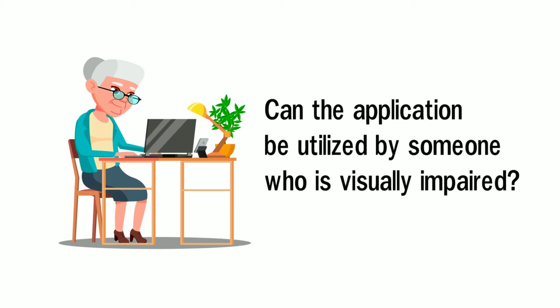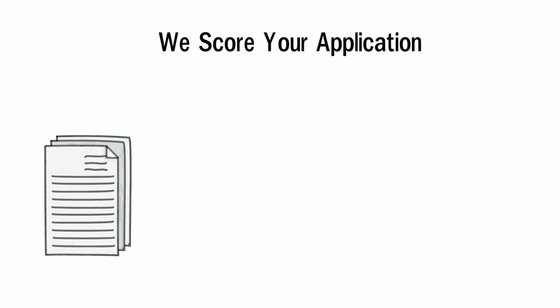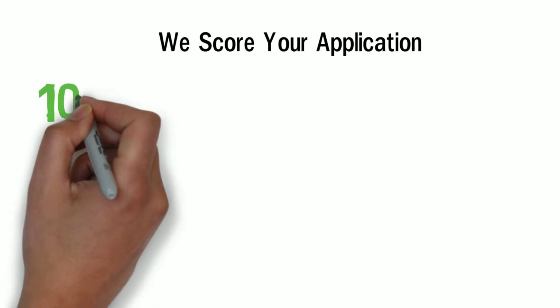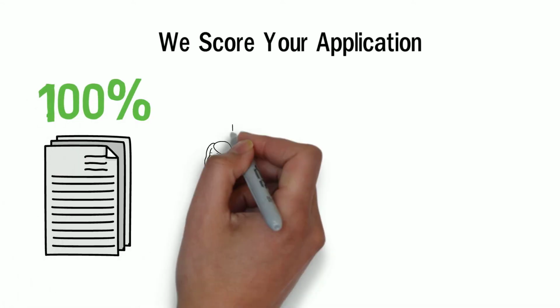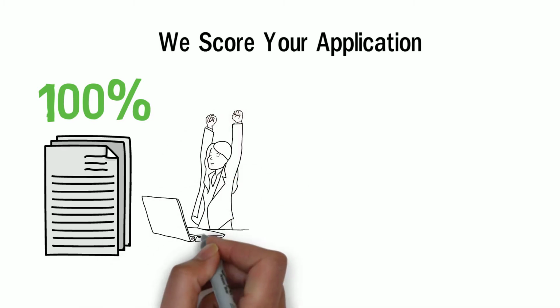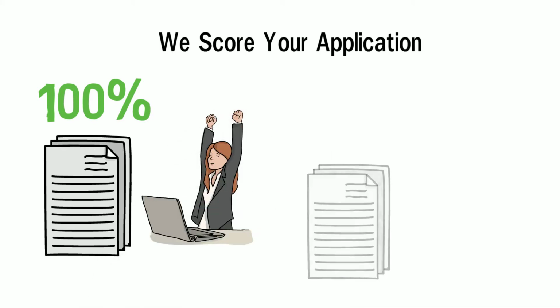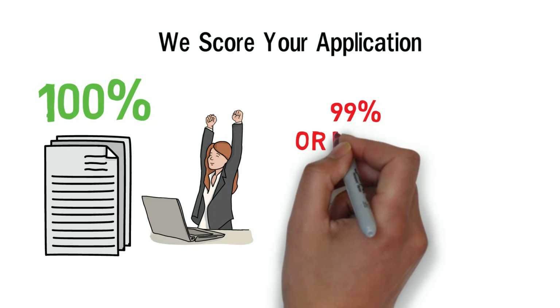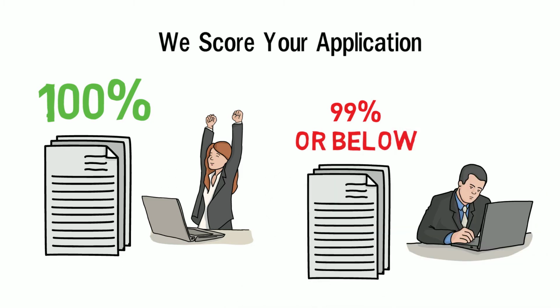After testing is complete, your software application will receive a score. If your score is 100%, CMS considers the application to be Section 508 compliant and needs no further review. If your score is 99% or below, then remediation is required.